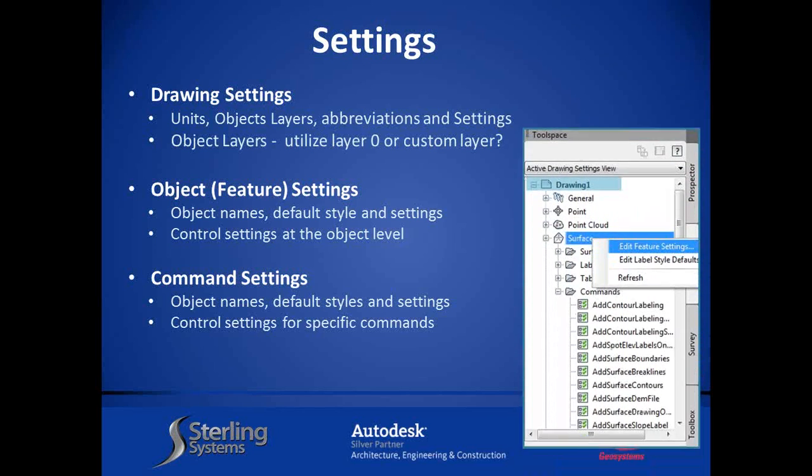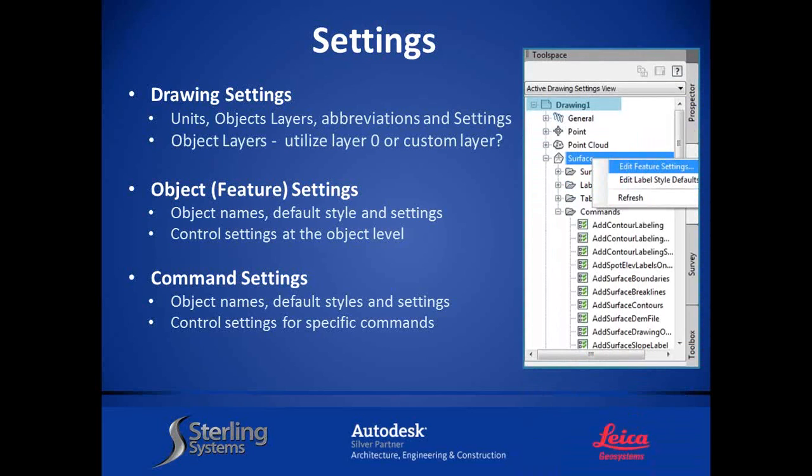Feature settings, to give you an idea, is if you right-click under the settings tab on that object, they're called edit feature settings. So for that object itself, you can define what layer it's going to go on, maybe the name of the object. There's just a ton of settings for every single object that's exclusive to each object.